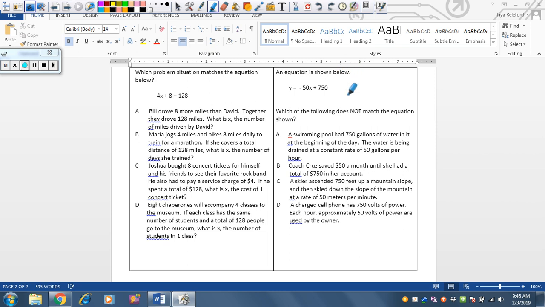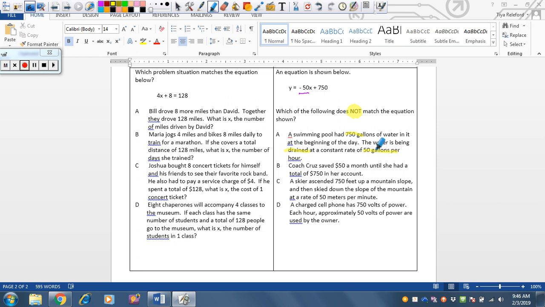An equation is shown below. Which of the following does not match the equation shown? Now, don't miss this part. It's a negative 50x. So I'm looking for negative 50 times something, and then a positive 750. A swimming pool had 750 gallons of water in it. That's a positive if you have the water, right? The water is being drained at a constant rate of 50 gallons per hour.